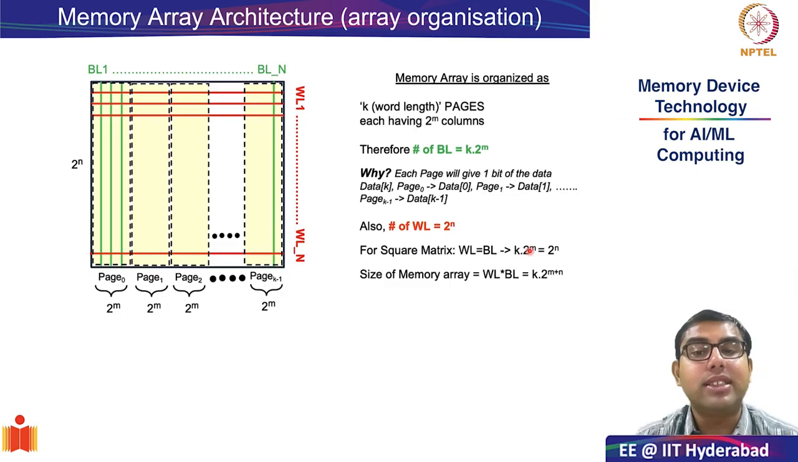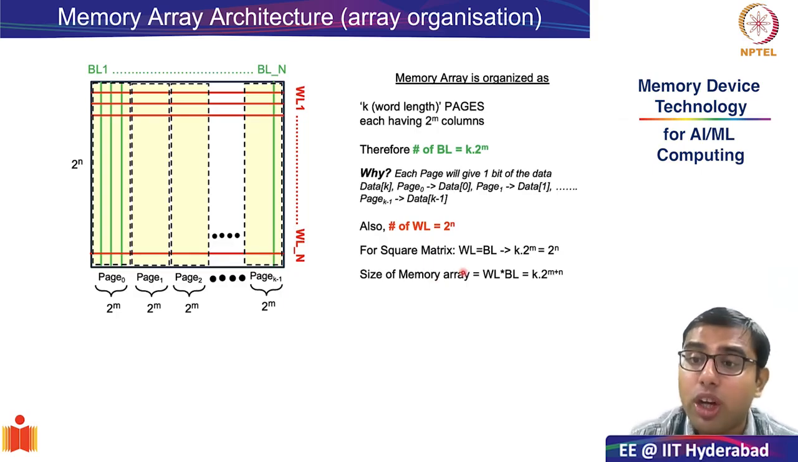The next thing to consider is what is the size of the memory array. In our previous example, it was 32 megabit. How do we derive the second set of equations? Since there are two unknowns m and n, we will need two equations. So the second equation is set by the size of the memory array.